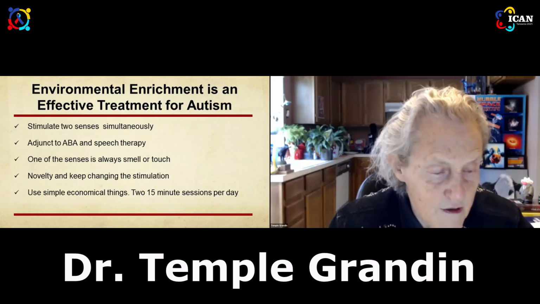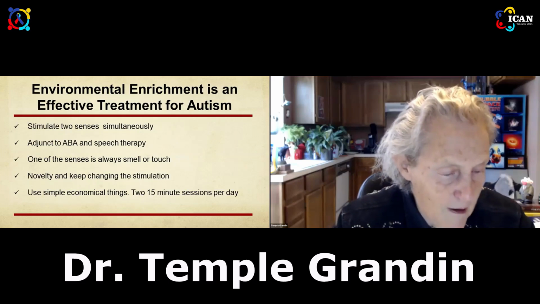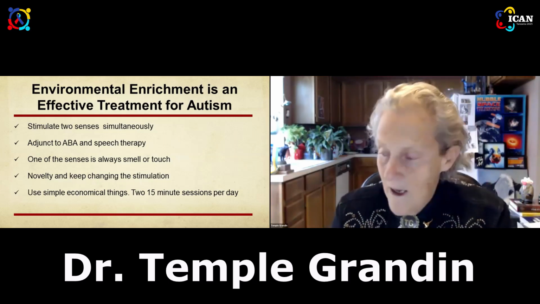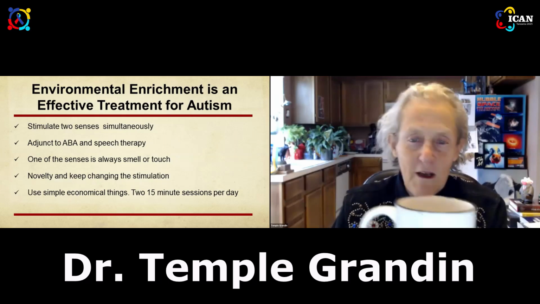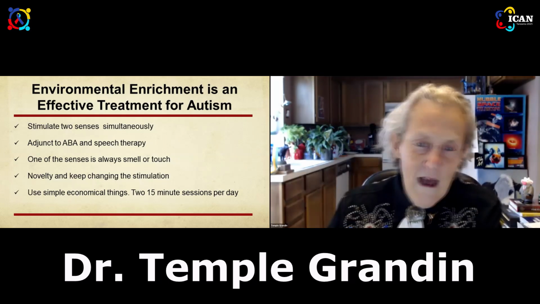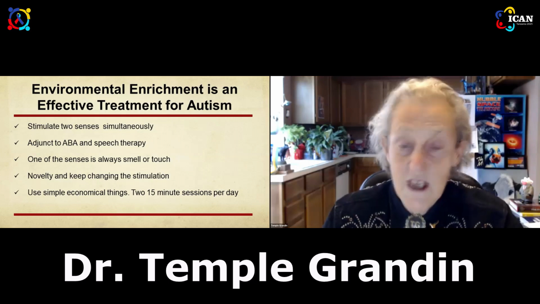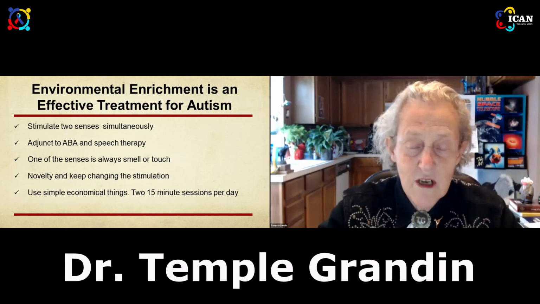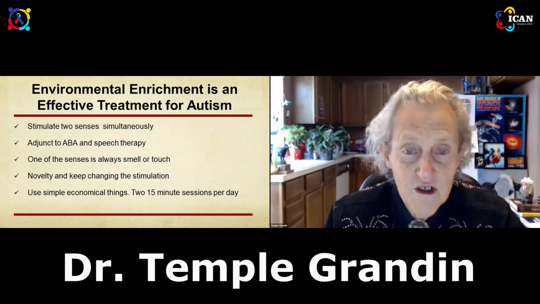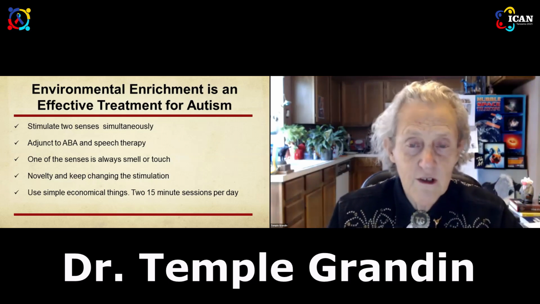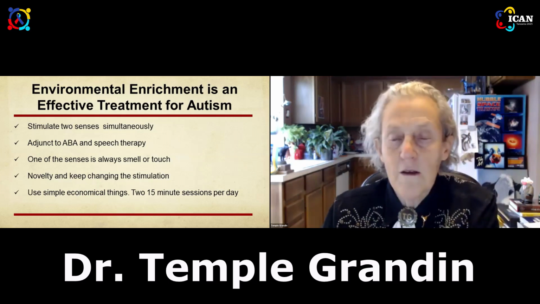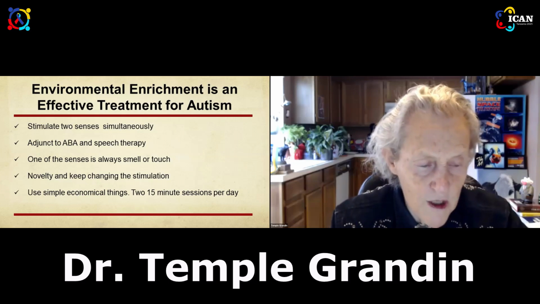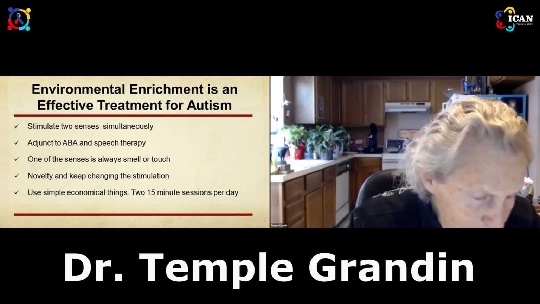The next slide is the title of a paper called Environmental Enrichment is an Effective Treatment for Autism. That's the title of a paper. And what's done in this is you might hold a warm cup and then smell maybe cinnamon. Okay, so you're stimulating two senses at the same time with a lot of emphasis on touch and smell. Or you might listen to music and hold a cold water glass. You know, very simple things. And what you're doing is always changing those things.